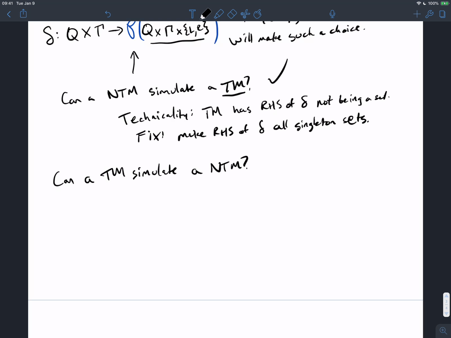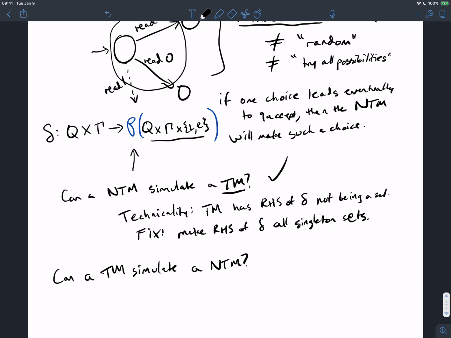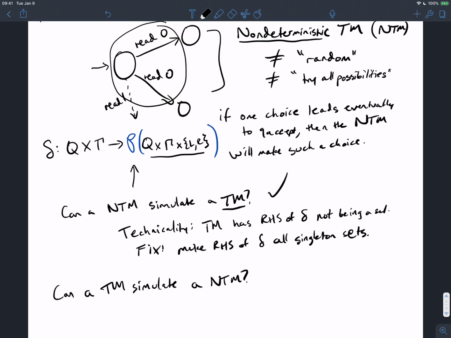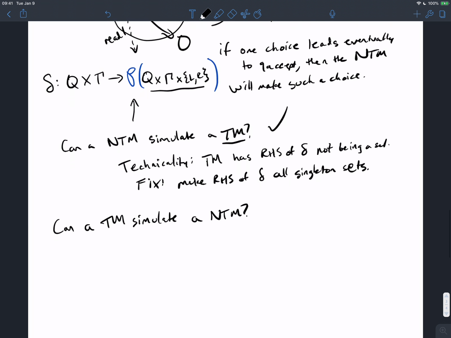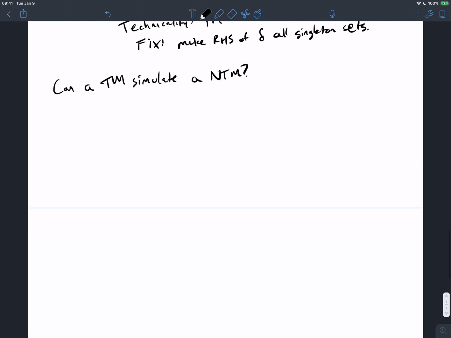And so now it seems like the non-deterministic machine does have a lot more power, right? Because now we're allowing the machine to make arbitrary choices that lead to acceptance. But the normal Turing machine has no choice whatsoever. So what could we do here?